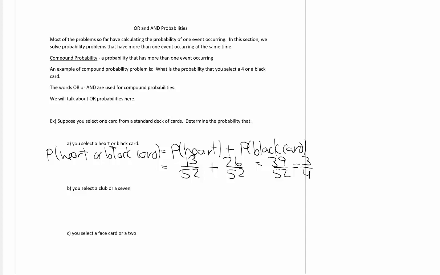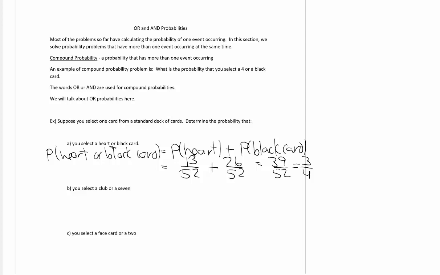Now, is it possible that you draw a heart and a black card at the same time? The answer is no, because a heart is red and not black. But you need to be careful about the overlap for this. In this case, there's no overlap.